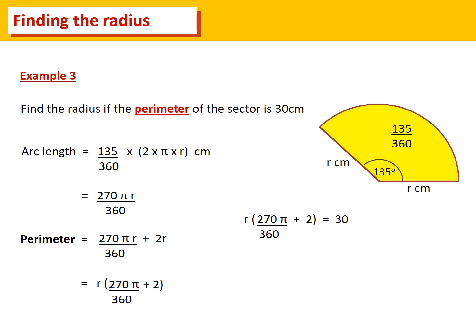Now just be a little bit careful. We're going to divide both sides by the value of this bracket. So in order to calculate this bracket, it's 270 pi divided by 360. Calculate that and then add 2 to the answer. And when you've got that final answer for the bracket, it's 30 divided by that final answer. And if you've done that accurately, you should find that you get 6.8867, which rounded off to 3 significant figures is 6.89.